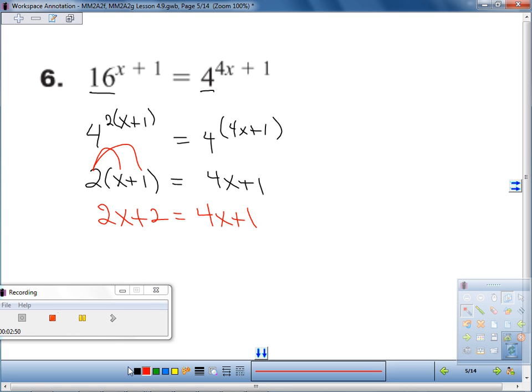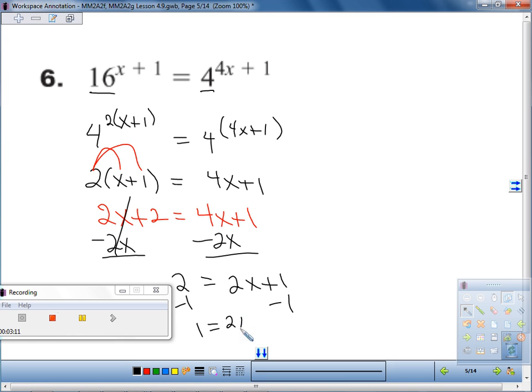Okay, combine like terms. Now we can move anything we want to the other side. I'm just going to go ahead and move the 2x. Okay, now when I do that, I end up with 2 is equal to 2x plus 1. Okay, subtract 1 from both sides, and we end up with 1 is equal to 2x. Okay, and then we divide both sides by 2, and we ultimately end up with 1/2 is equal to x.